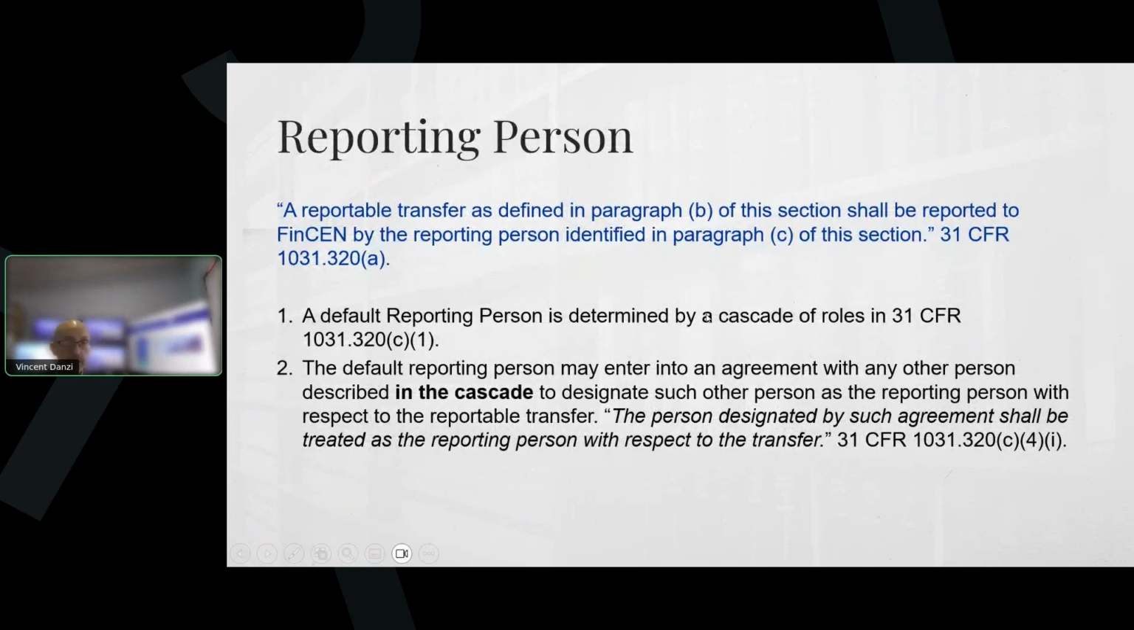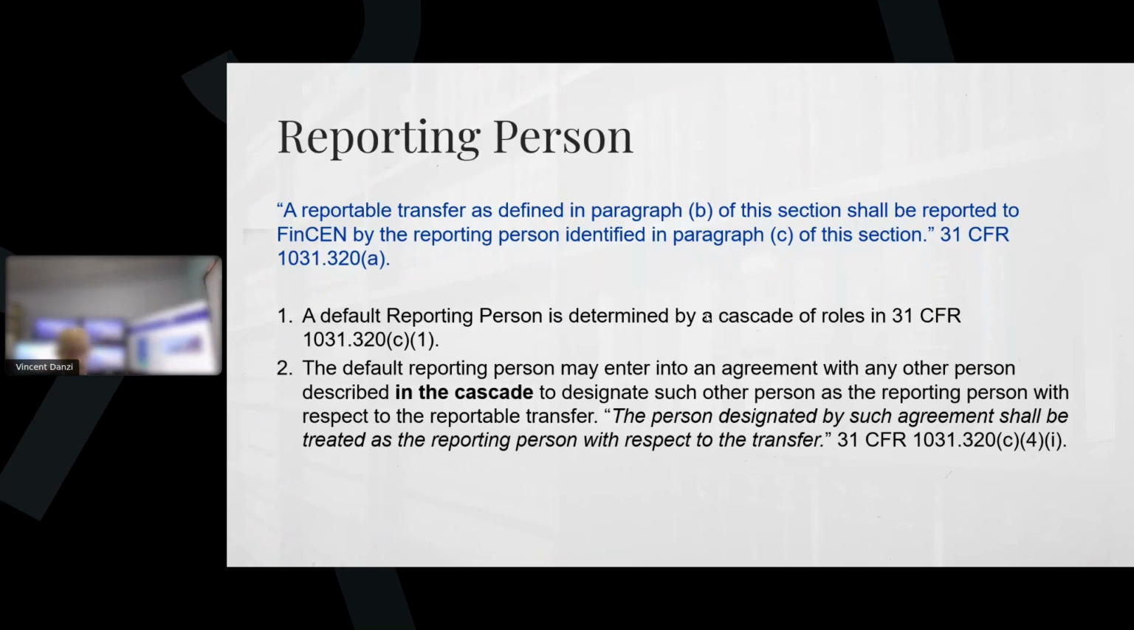Now the reporting person, this is where it gets kind of interesting. The default reporting person is determined according to a cascade of roles that's set out in the residential real estate rule itself. The default reporting person may enter into an agreement with another person that's also in the cascade, and if they do that in the way that the rule specifies, then the responsibility for making that filing will be transferred to the person that it's delegated to.